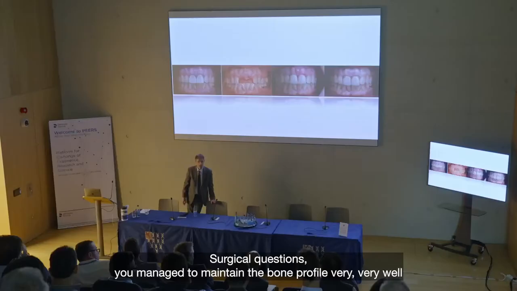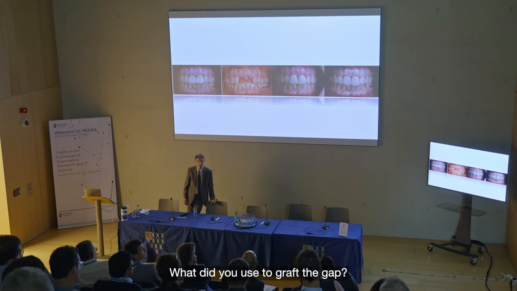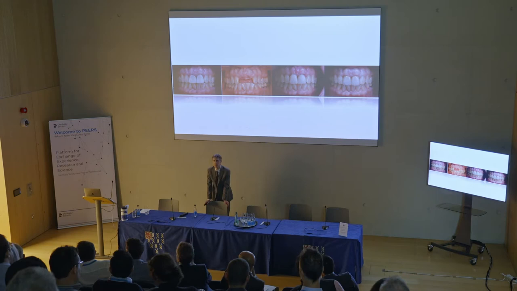So, surgical question. You managed to maintain the bony profile very, very exceptionally well. What did you use to wrap the bone gap? That was an allograft. I don't remember if it was DMBA or which one it was. To be honest, a lot of times, this is going to sound terrible to everybody, but sometimes I just use whatever my assistant puts out in front of me. Because in a university, we sometimes don't have all the stuff that I would love to be able to get. You know what I mean?